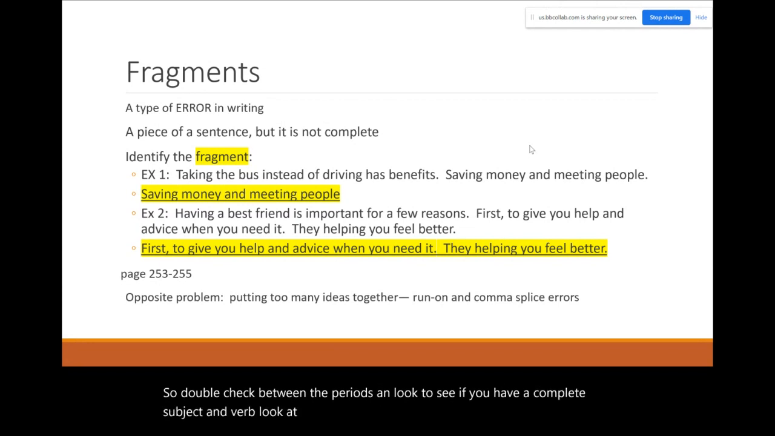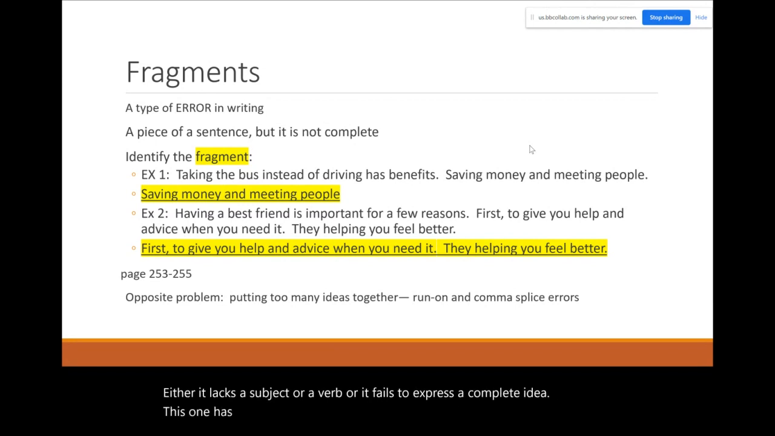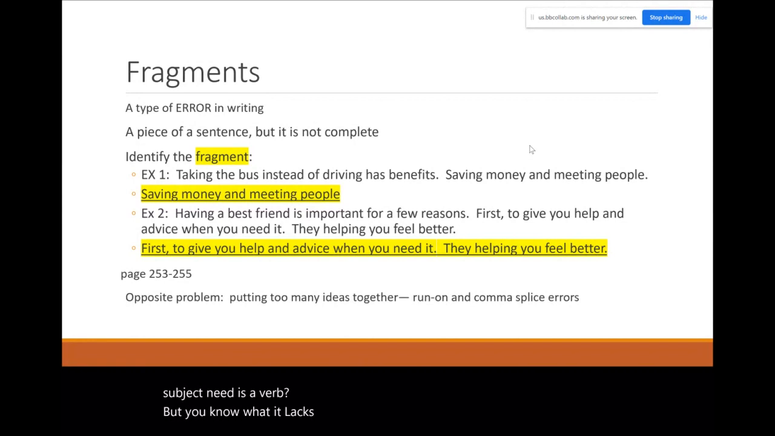Look at the bottom of page 253. I want to read this to you so you can get a better idea. Page 253. It says, a fragment is an incomplete sentence. Either it lacks a subject or a verb, or it fails to express a complete idea. This one has a subject, it says when you need it, right? When you is a subject, need is a verb. But you know what? It lacks the complete idea.